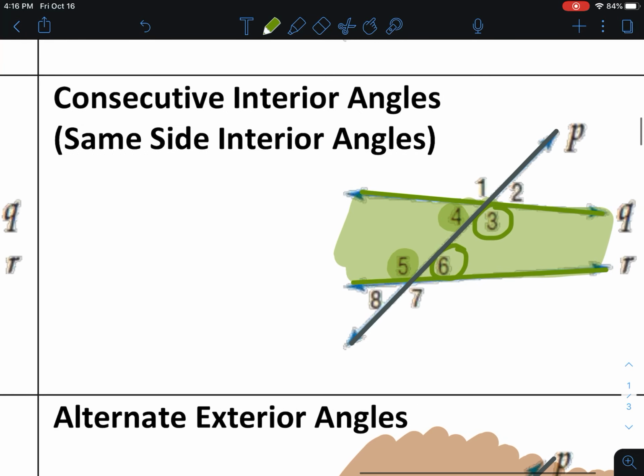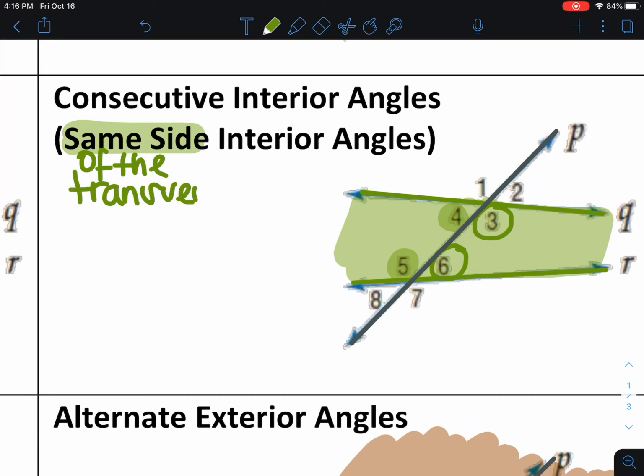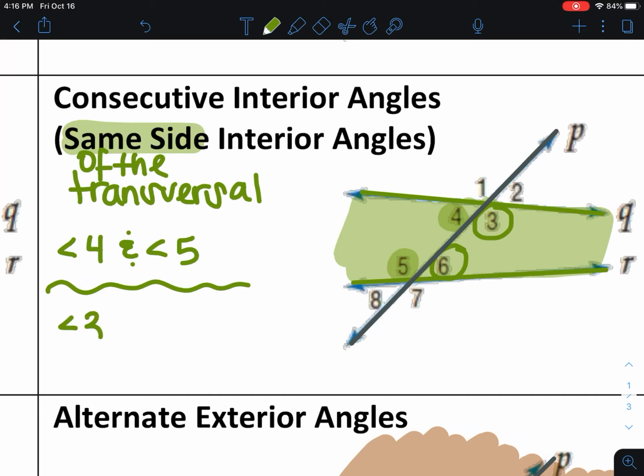Consecutive interior angles, also called same side interior. So they are on the same side of the transversal. Okay, so for example, we have angle 4 and angle 5. Those two are what we call consecutive interior angles. We also have angle 3 and angle 6, these guys right here.